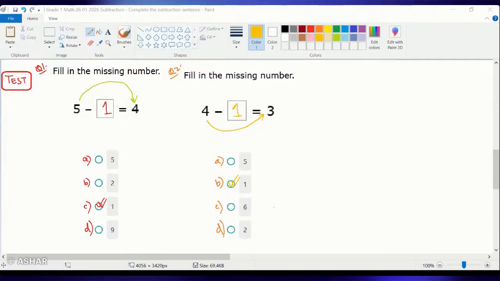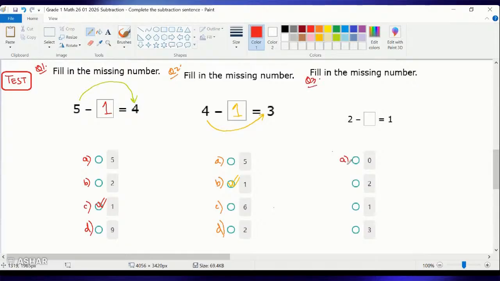Having a look at the next question. The next question says, fill in the missing numbers when 2 minus something equals 1. Let me just put it on the screen. This is our question number 3, and these are the given options.